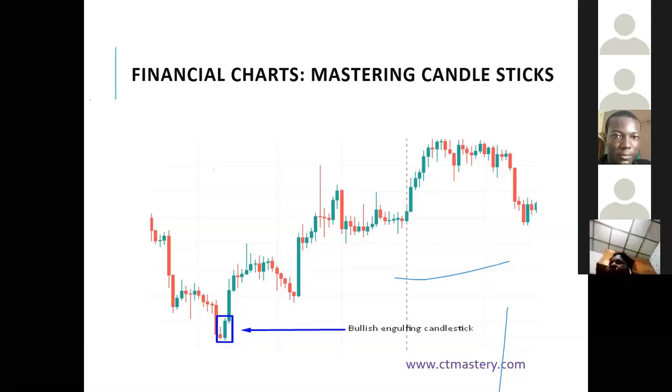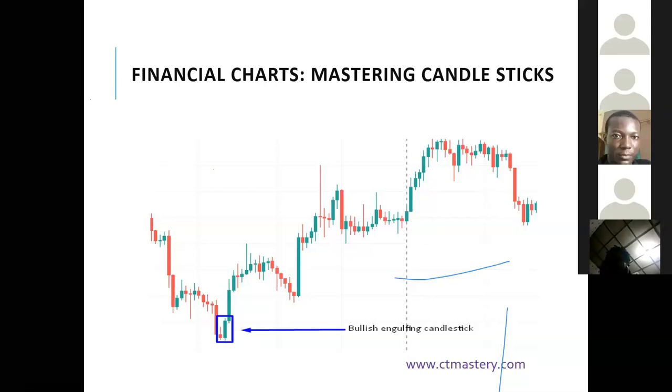We have to find confluence. Finding confluence is using other indicators, like two more indicators, to find out if they are telling us the same thing, like the moving average or trend line or some other indicators. If they also tell us that this market is going to go up, then we can take this trade. Again, if a candlestick gives us a signal, we don't just take it. We have to find out where it occurs.